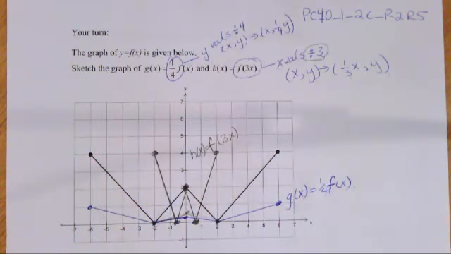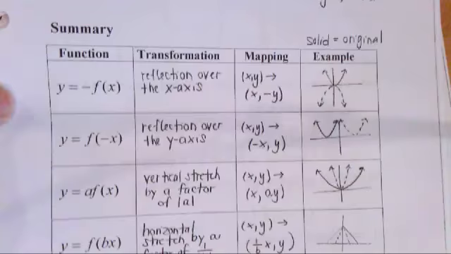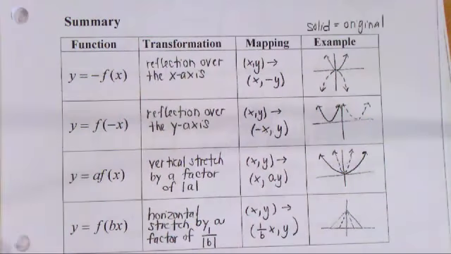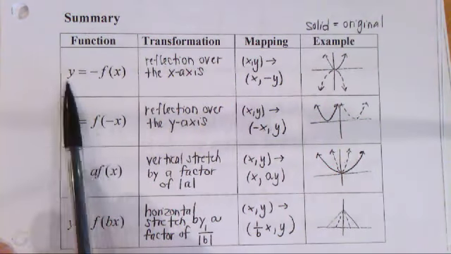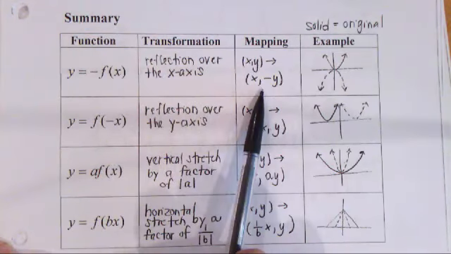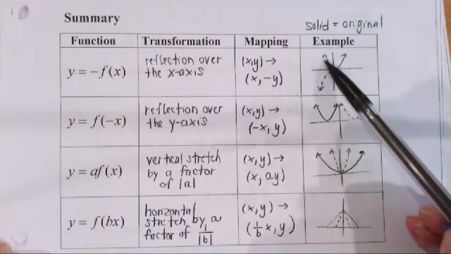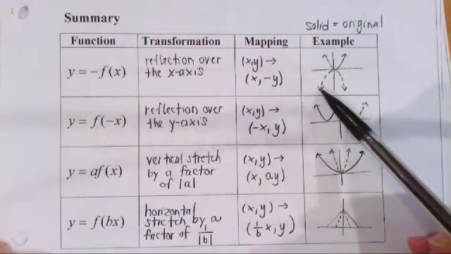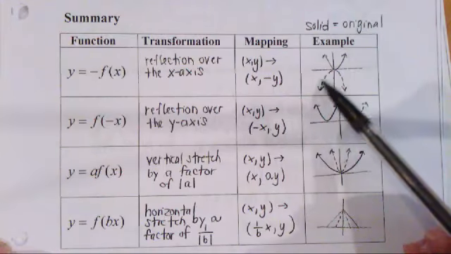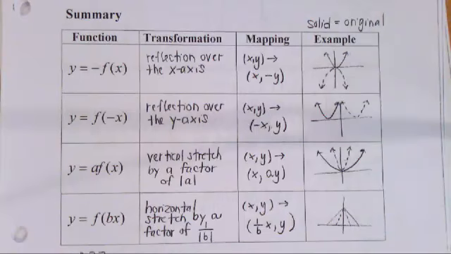Okay, now for the summary, I'll just show you what the summary is of these functions. So here it is. When you've got your negative out here, it's a reflection over the x-axis. There's your mapping notation. The original is in solid, so assume that was the original f(x), and then the dotted line is the transformed one. So you can take a second and have a look at that.